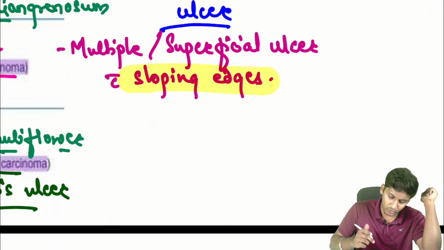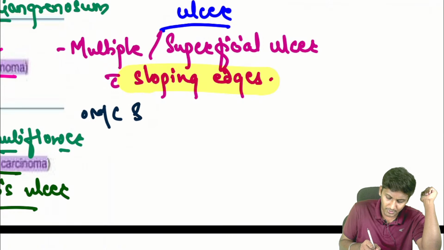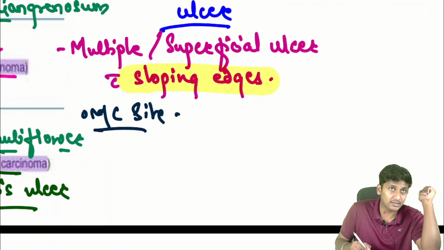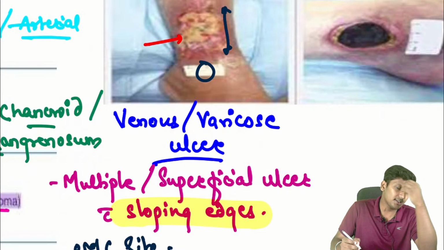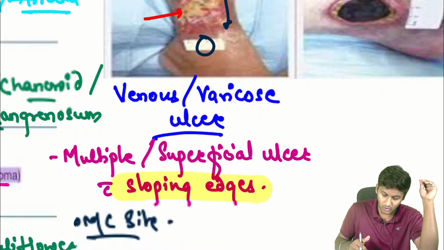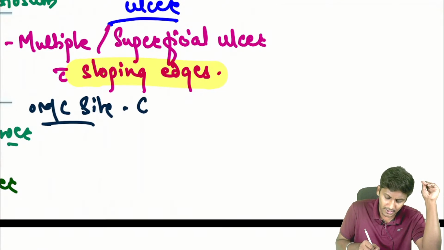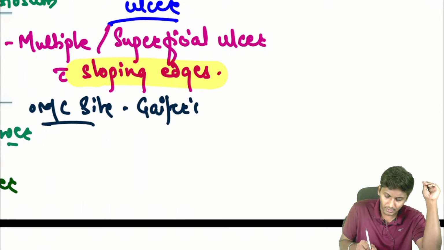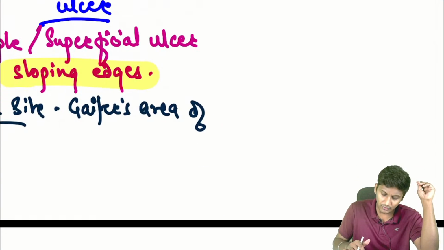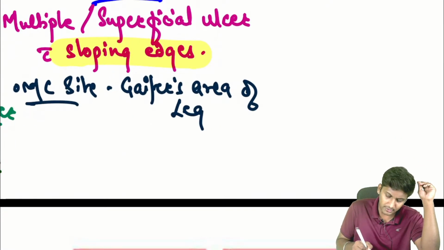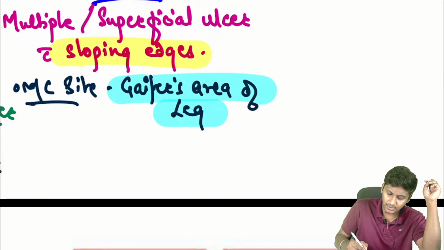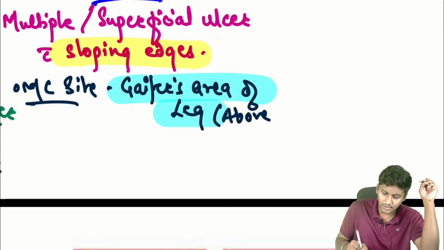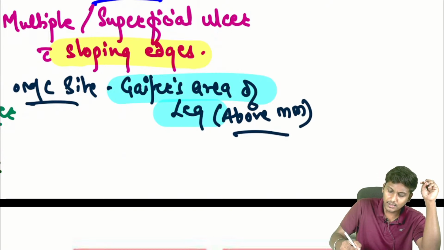What is the most common site for a venous ulcer? You have to remember the most common site, which has been asked in a previous year question. It is the area just above the medial malleolus. That is called the gaiter's area of the leg. So the gaiter's area of the leg, just above the medial malleolus, is the most common site for a venous ulcer.